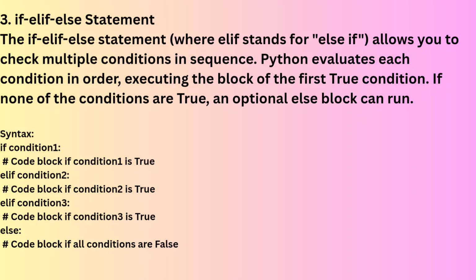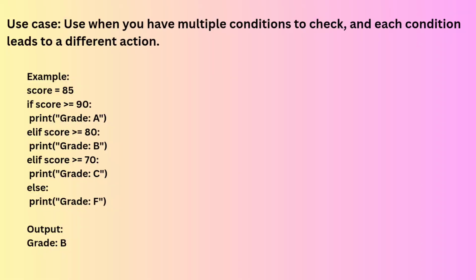Here is the syntax of the if-elif-else statement. Python checks condition 1. If true, it runs the corresponding block and skips the rest. If false, it moves to the next elif condition and so on. If no conditions are true, the else block, if present, then runs. It is used when you have multiple conditions to check and each condition leads to a different action.